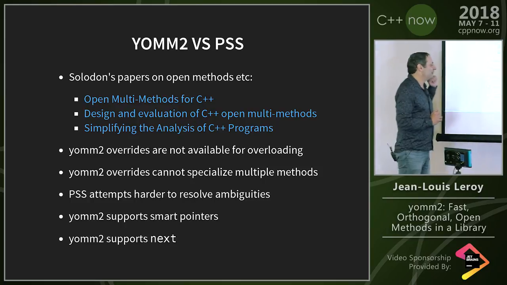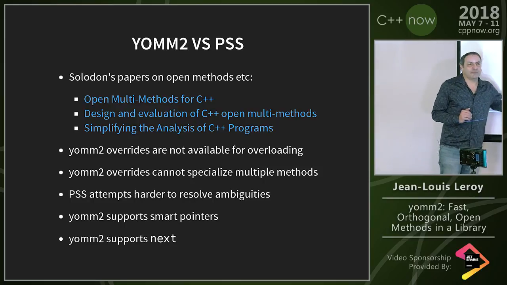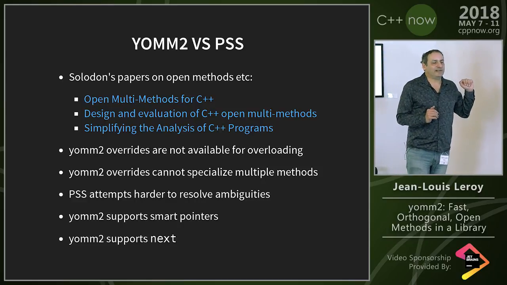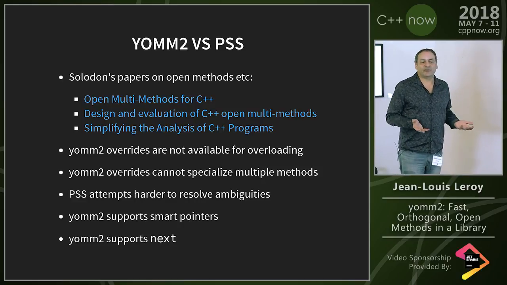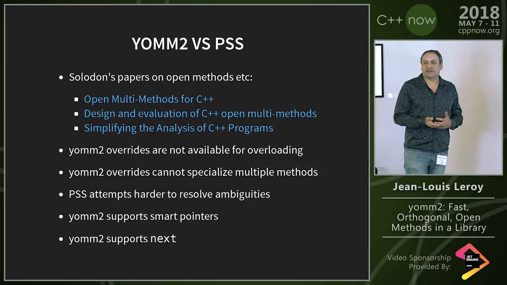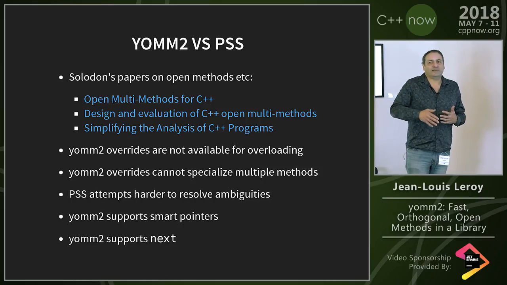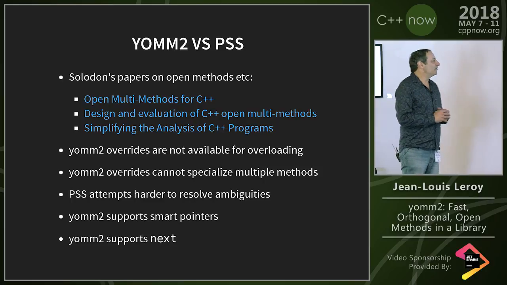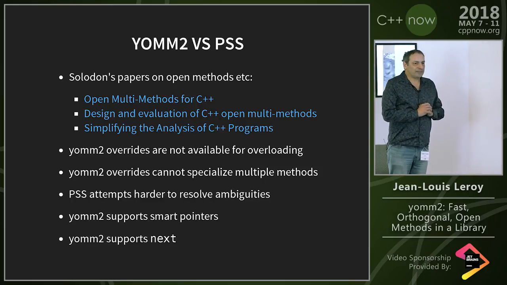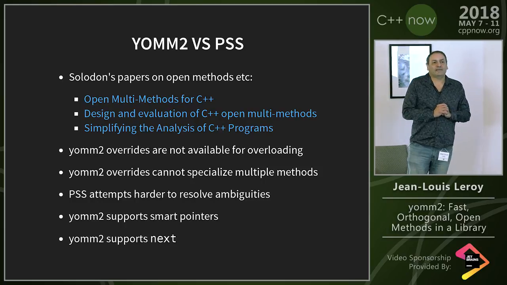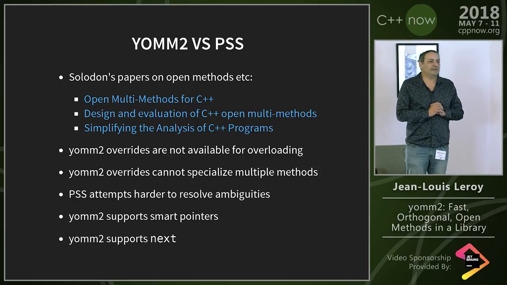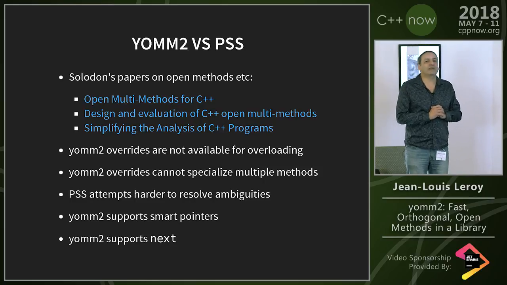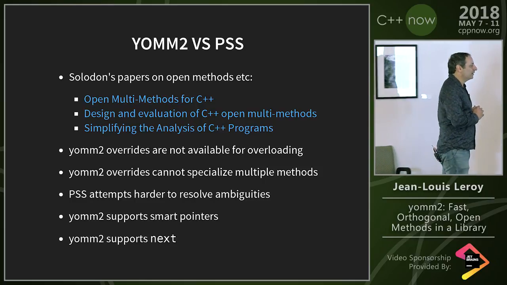I could implement this. Yomm2 supports smart pointers. So if you read Solodkyy's papers, he says that, oh, shared pointer, it's not a polymorphic type. Shared pointer of T may be a polymorphic type, but the shared pointer itself is not. It's a value type. I disagree with this. I think that it's absolutely impractical if you cannot write an add method that takes a shared pointer to a matrix and so on.